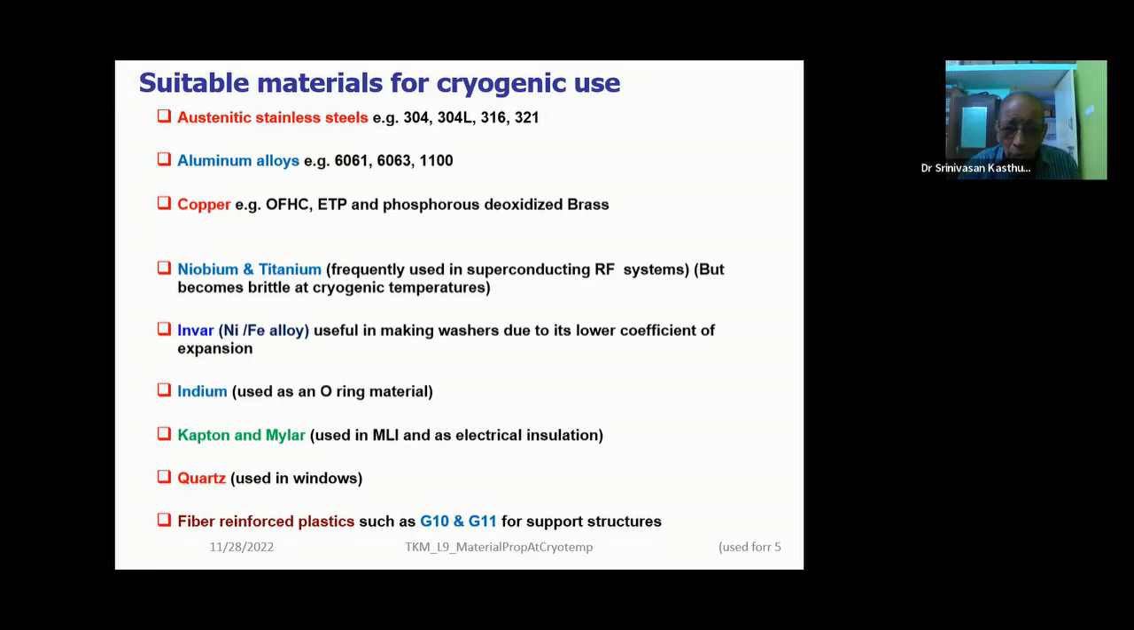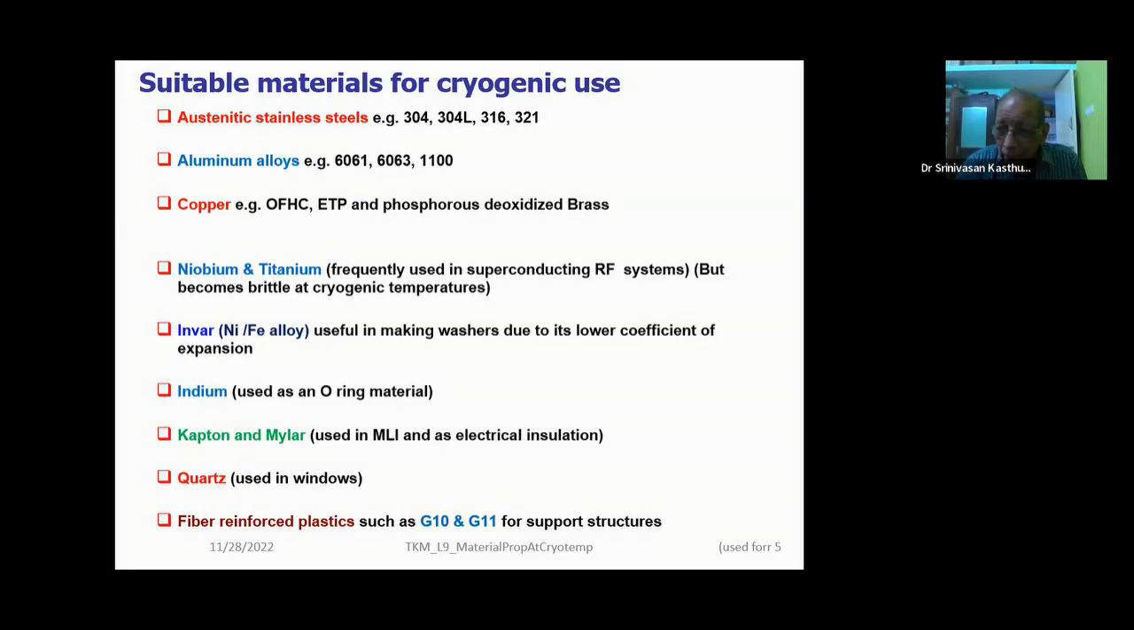Niobium is used in superconducting RF systems, for example, niobium cavities. People use them for such purposes. But niobium becomes brittle at cryogenic temperature, so it has to be handled very carefully. Invar, which is an alloy of nickel and iron, is useful for making washers and fasteners, that is essentially bolt and nut arrangements. So they become useful for such purposes.